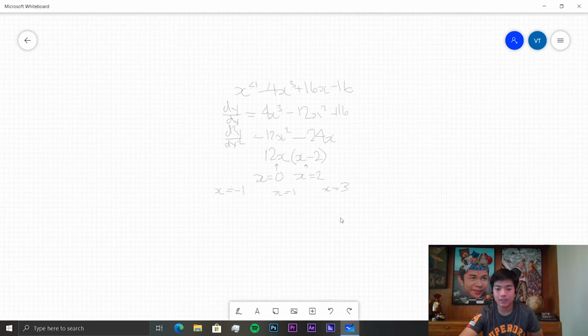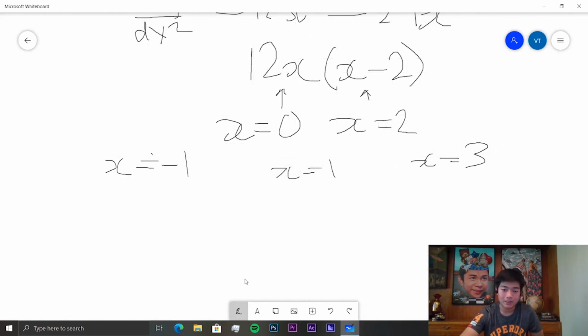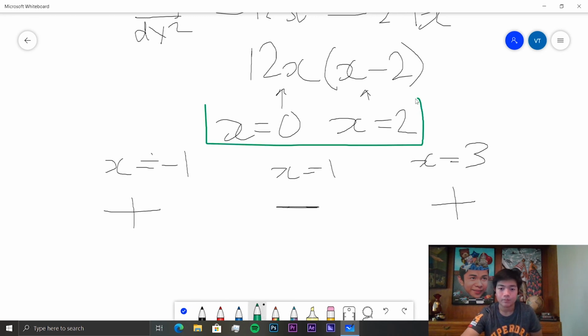When x is equal to negative 1, we have 12 times negative 1 times negative 1 minus 2, which is equal to 12 times 3, so it's positive. So the second derivative is greater than 0 here. When x equals 1, we have a negative value, and when x equals 3, we have a positive value. As you can see, as we're changing signs, it means that both of these points are indeed points of inflection.